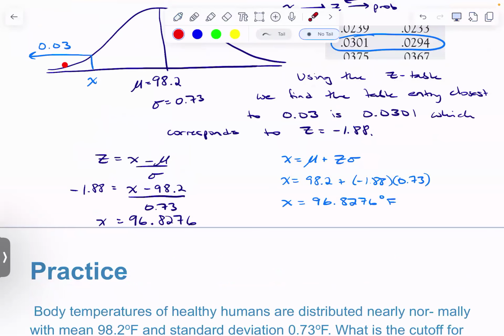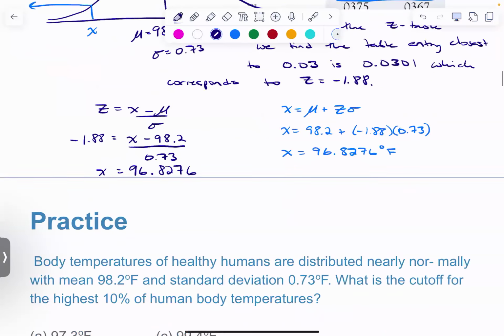Therefore, the lowest 3% of body temperatures are up to 96.8276 degrees Fahrenheit. I'm not looking for that final sentence. At this point, I'll just be looking for this number. Did you get it? And if I don't see it, then I backtrack. I know, lazy. But there's a lot of you. It takes me a long time to mark these.